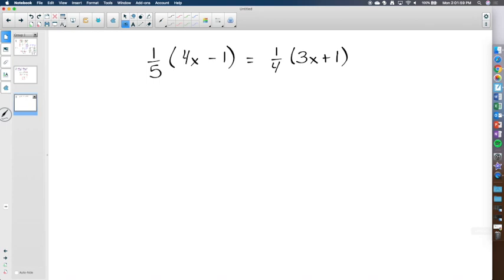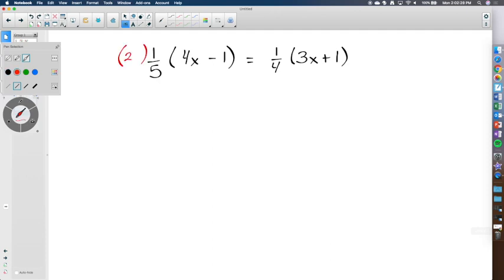So if I've got 1/5 multiplying into that set of brackets with 4x minus 1 is equal to 1/4 multiplying into that set of brackets with 3x plus 1, I'm going to look at my two denominators. My two denominators, 5 and 4, have a lowest common multiple, so the common denominator is 20. So I'm going to multiply both sides by 20.